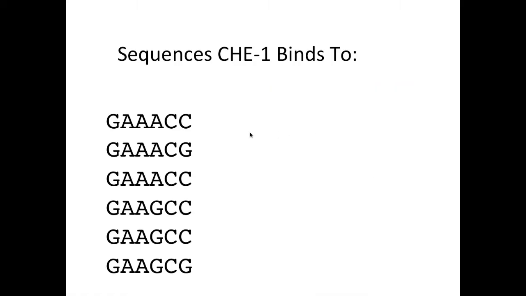Here we have some examples of DNA sequences that CHE1 has been found to bind to. There are 6 bases involved. We can see immediately that the first base is always G, and the second and third are always A. But the fourth is an A half of the time, and a G the rest of the time. The fifth is always a C, but then the sixth is usually a C, but occasionally a G.